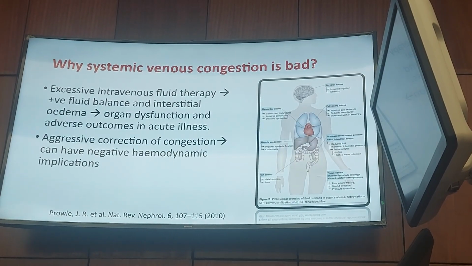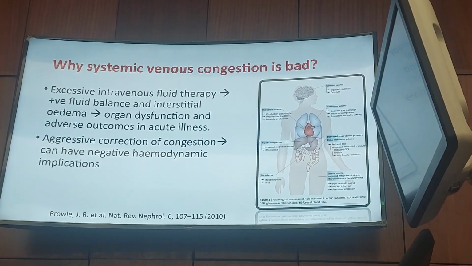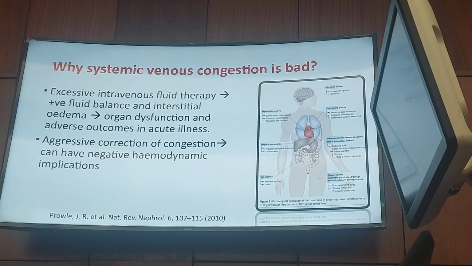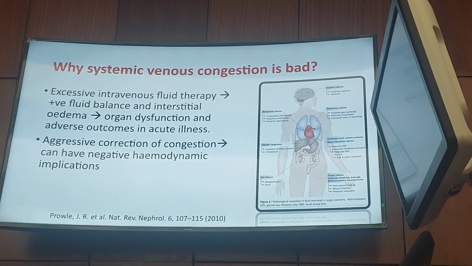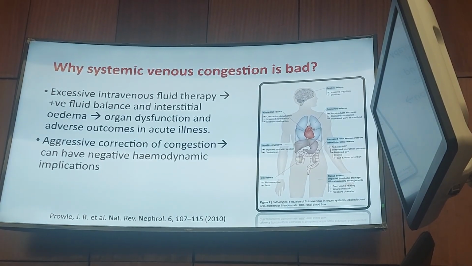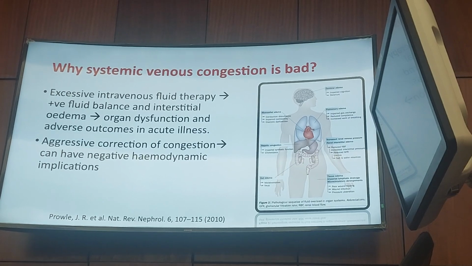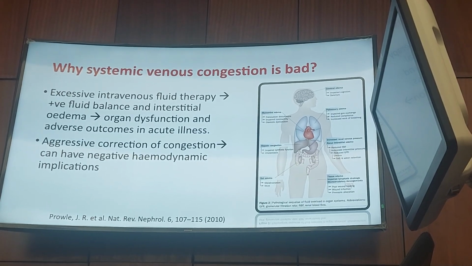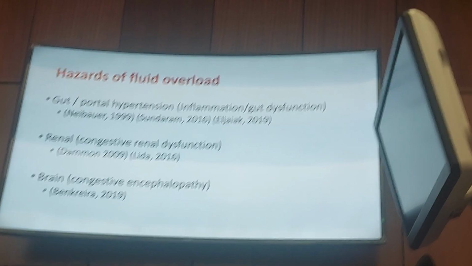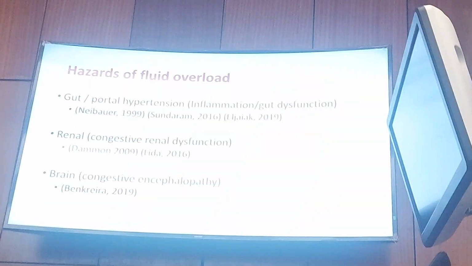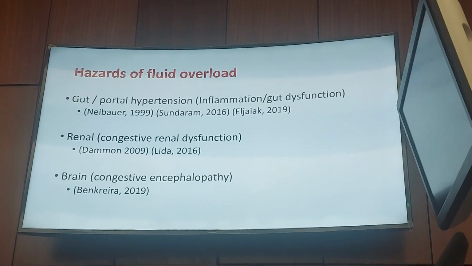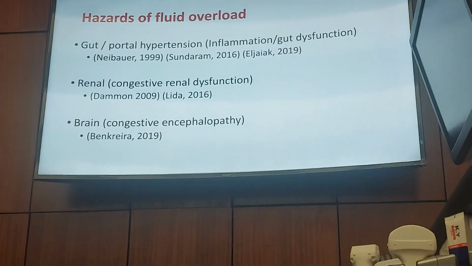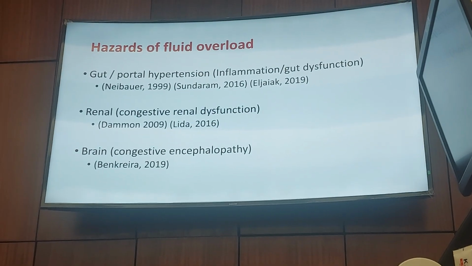And we have a lot of data which showed that excessive cumulative fluid balance will cause increased morbidity and mortality in our cardiac patients, whether they are in the ward or in the ICU. It's not only because of heart or lung congestion, but because of congestion in the liver, in the kidneys, in the brain, even in the intestine.